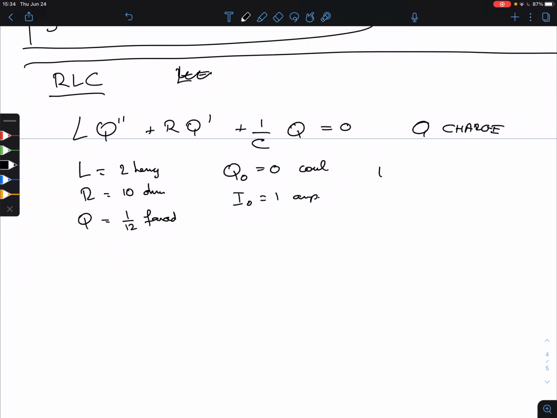So what is the current at any given time t?